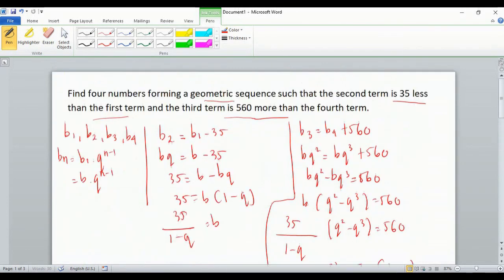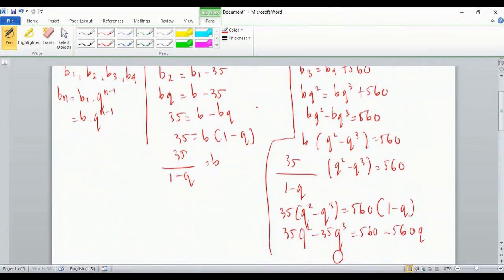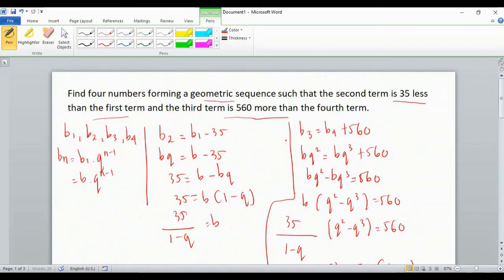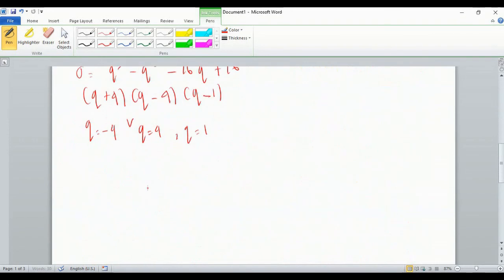What's the question they ask? Find the first number forming a geometric sequence. Okay, find the first number. So they give us, find the fourth number forming the geometric sequence. So we have b, bk, bk squared, and then bk to the power 3, right? So from here, you can substitute all of them to find the fourth value.